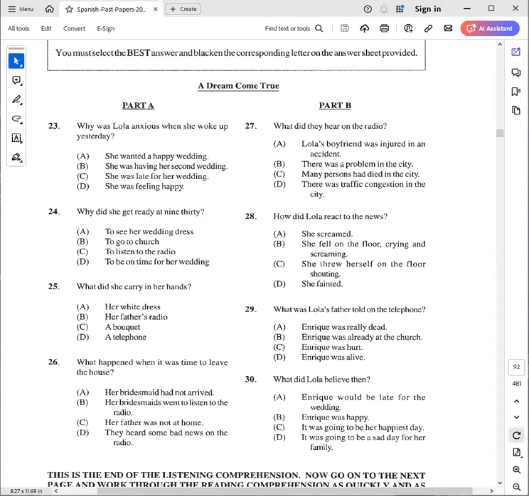rewind and listen again. So I'm just going to read the passage to you in parts. I'm going to do part A and then part B. When you are practicing, you can listen through, then go back to part A, then go to part B, and then you can listen one more time. Part A.